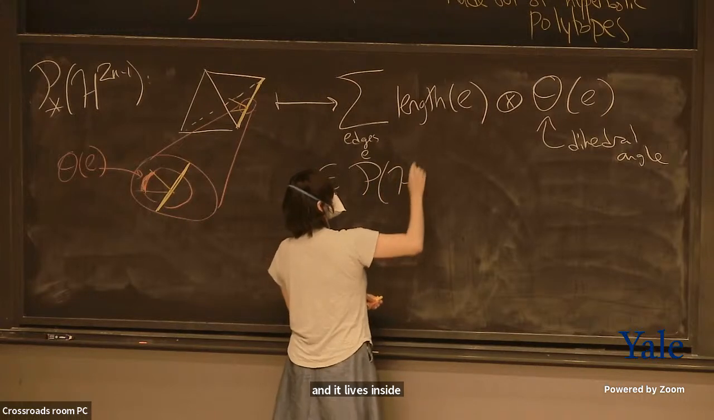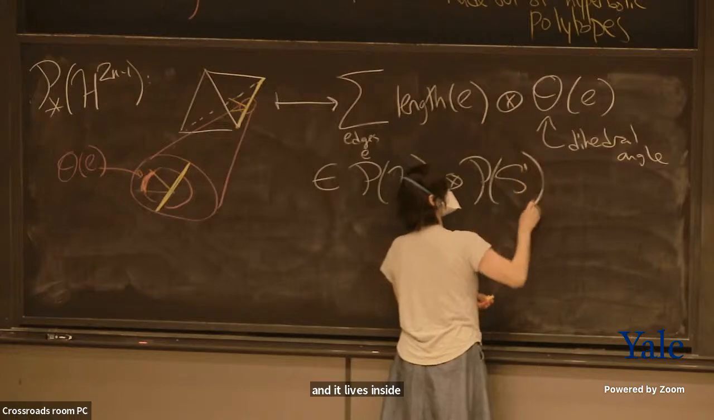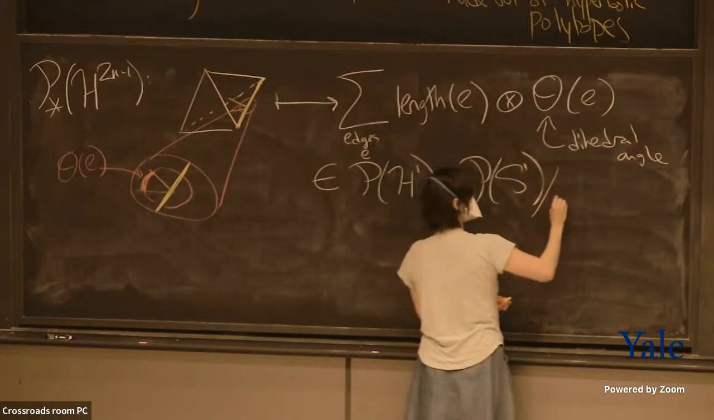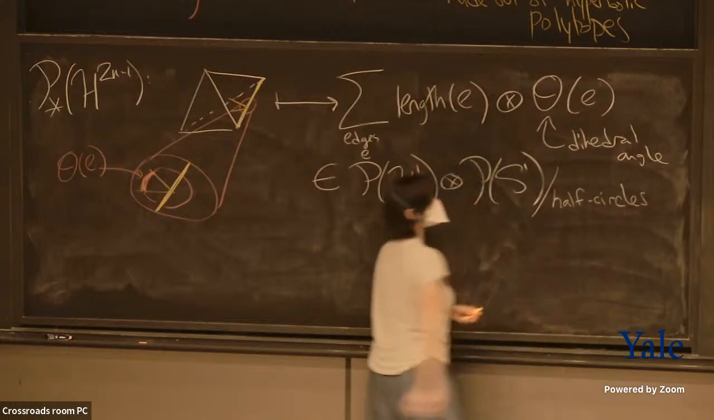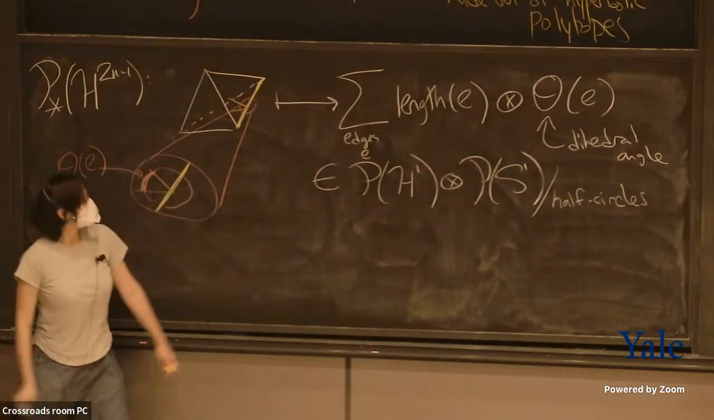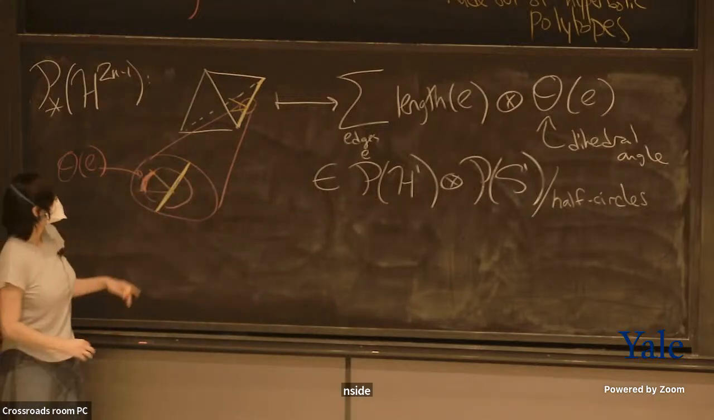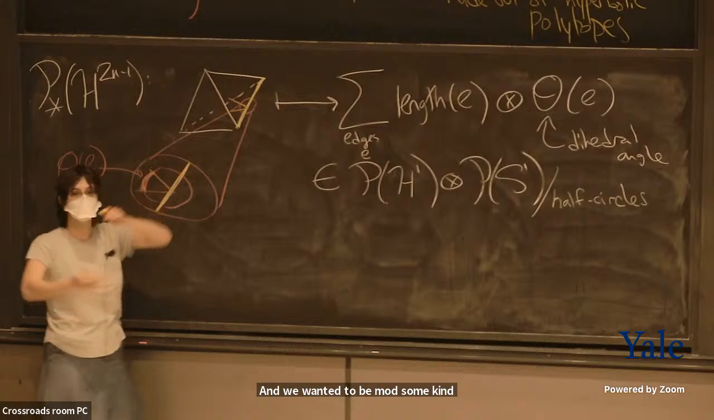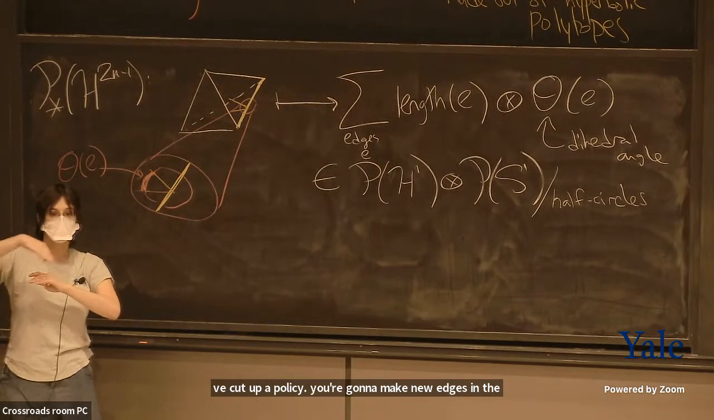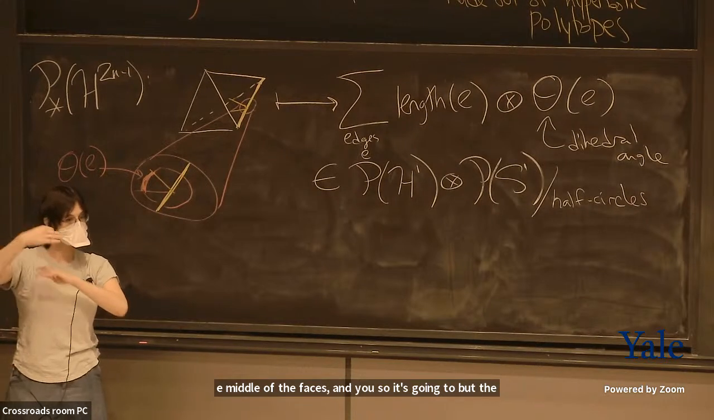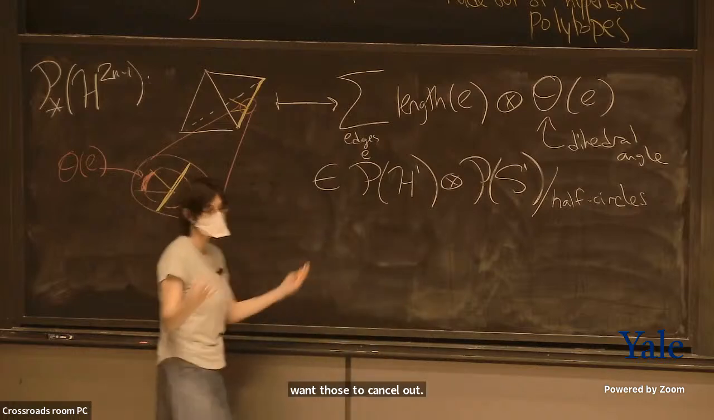Well, let's pretend this was hyperbolic. And we want it to be modulo some kind of circle, because when you cut up a polyhedron, you're going to make new edges in the middle of the faces, but the angles around those are going to add up to pi. So you're going to want those to cancel out. So you want the quotient by this or something along these lines.